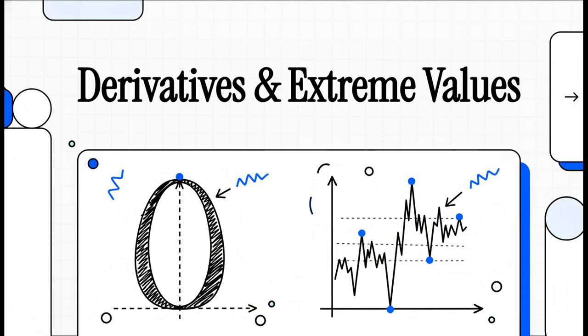Hey there. So, when you look at a graph like a stock chart going up and down, or even just the path of a ball thrown through the air, your eyes kind of just lock on to the highest and lowest points, right? The peaks and the valleys. But how do you find those exact spots using math? Well, that's exactly what we're going to dig into today, finding what are called the extreme values of a function.